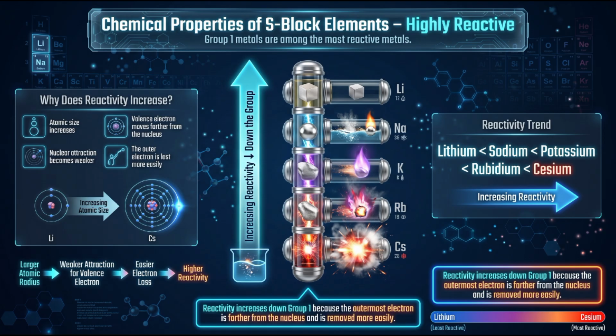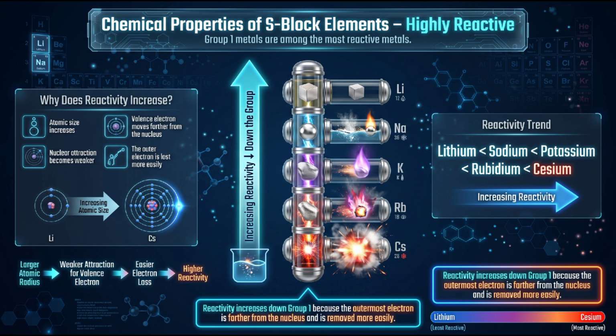Similarly, alkali metals react rapidly with halogens such as chlorine, bromine, and iodine to form ionic salts. For example, 2Na + Cl2 → 2NaCl. In this reaction, sodium loses one electron while chlorine gains one electron. Because sodium can lose its valence electron so easily, the reaction occurs rapidly and releases a large amount of energy.